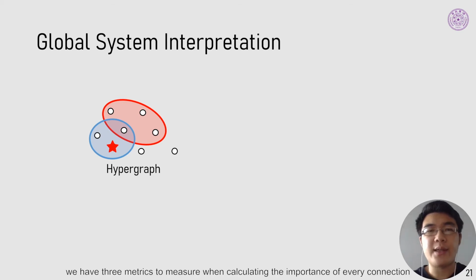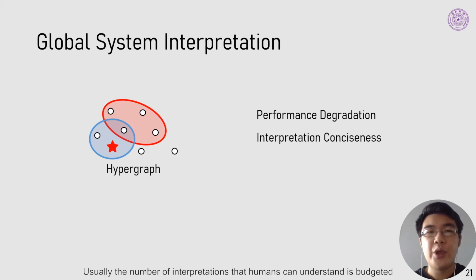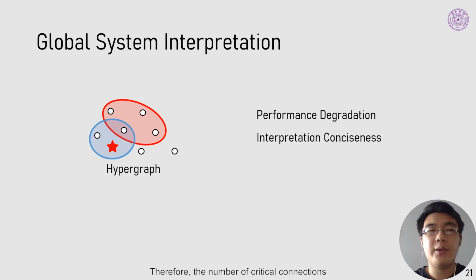We have three metrics to measure when calculating the importance of every connection. The first metric is the performance degradation. The critical connections found by METIS should be those connections that have a great influence on the output of networking systems. The second metric is the interpretation consistency. Usually the number of interpretations that humans can understand is budgeted. Therefore, the number of critical connections should also be concise enough to be understandable for network operators.